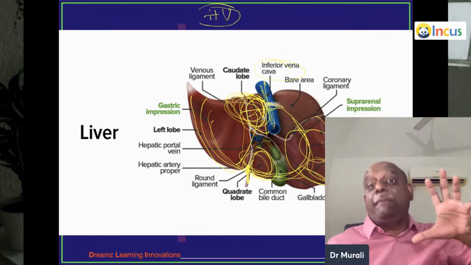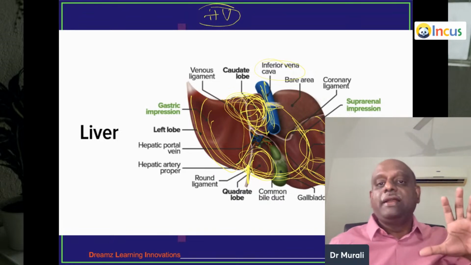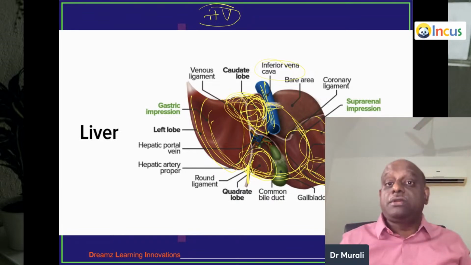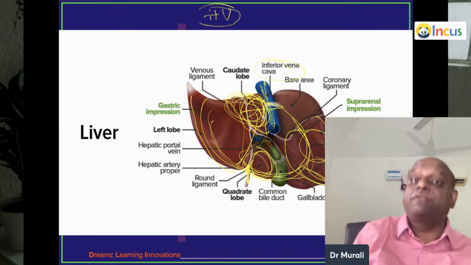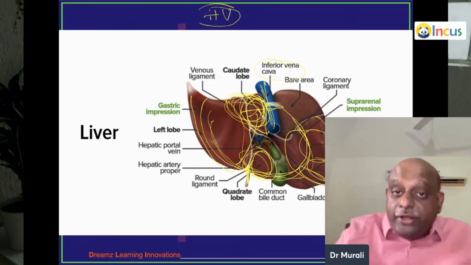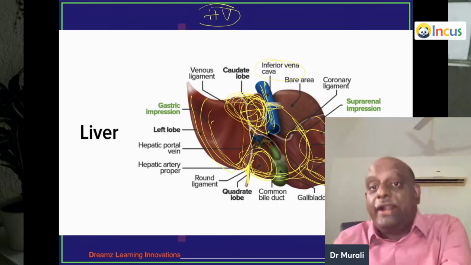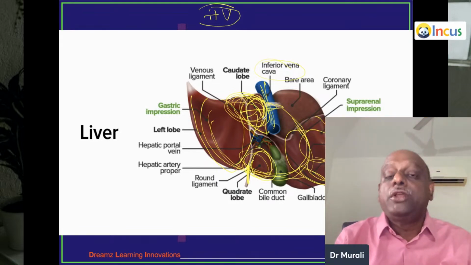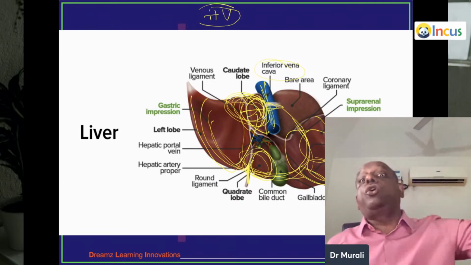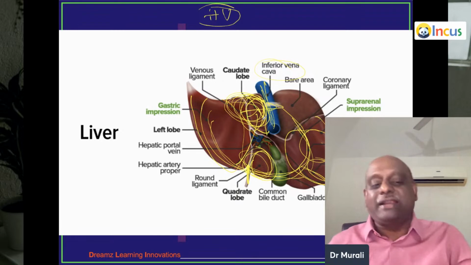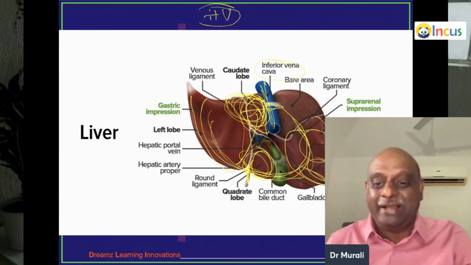Isolated caudate lobe hypertrophy means all other lobes are unable to drain into the hepatic vein due to hepatic vein thrombus. They all need to come to the caudate lobe, and through the caudate lobe they are draining into the IVC. So hepatic vein thrombosis is reflected as caudate lobe hypertrophy. If you do the ultrasound, this is what you need to remember.